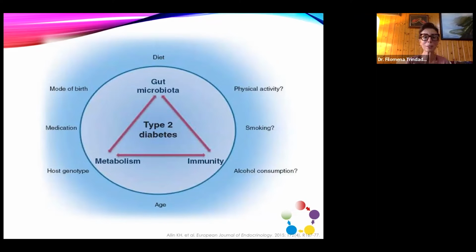So they talked about things like mode of birth and whether someone was breastfed or not, and the diet, and not just the diet that they're currently on, but what they have been on up until this point, as well as do they smoke, how active are they, do they drink alcohol? And they really talked about this triangle of metabolism, immunity, and the gut microbiota, which I thought was really unique and important, because all those things are going to determine just how robust and diverse your gut microbiota is.